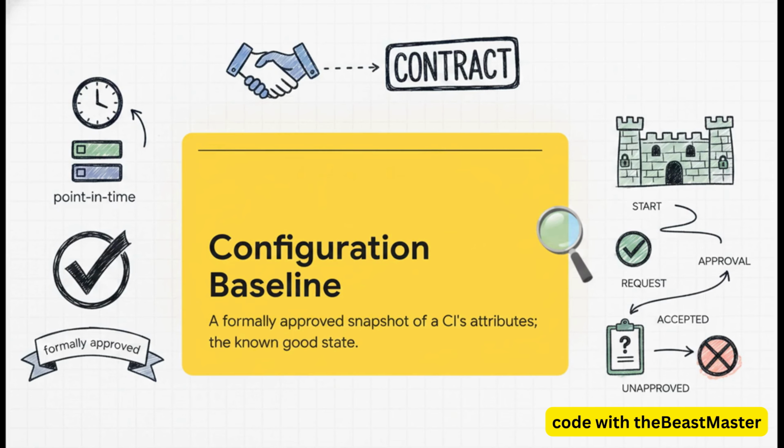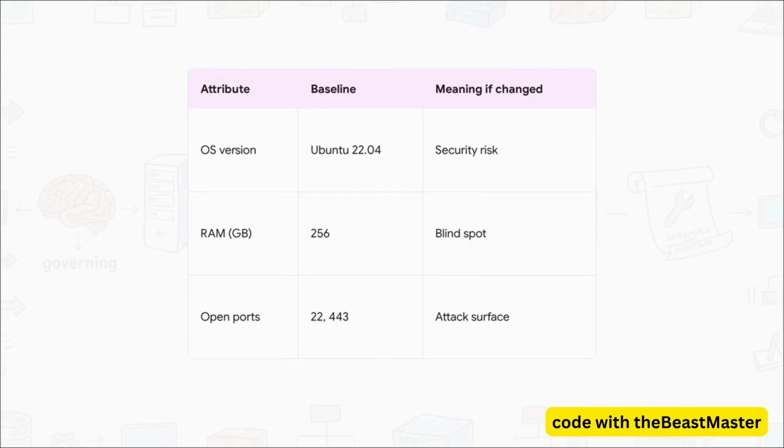A baseline is a formally approved point-in-time snapshot of a CI's attribute values. It is the definitive known good state. Think of it as the ultimate binding contract between your change management team and operations. Once this baseline is logged in, normal is officially defined, and any change has to go through a formal request process.